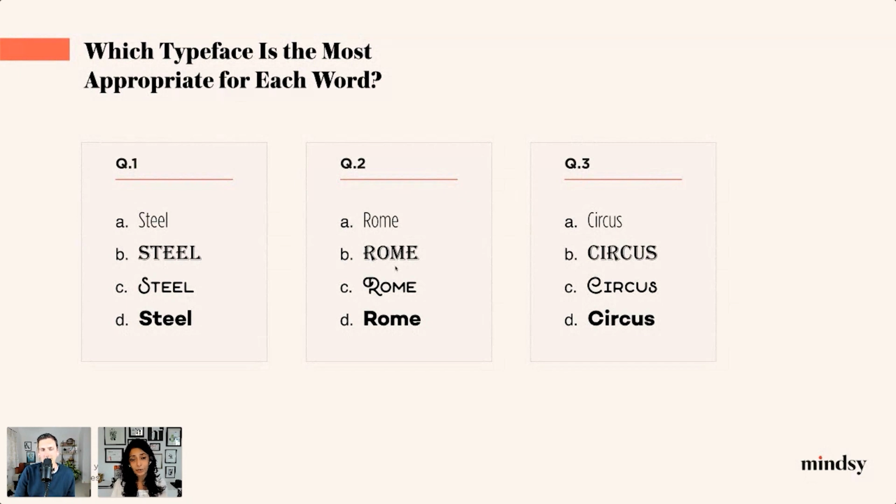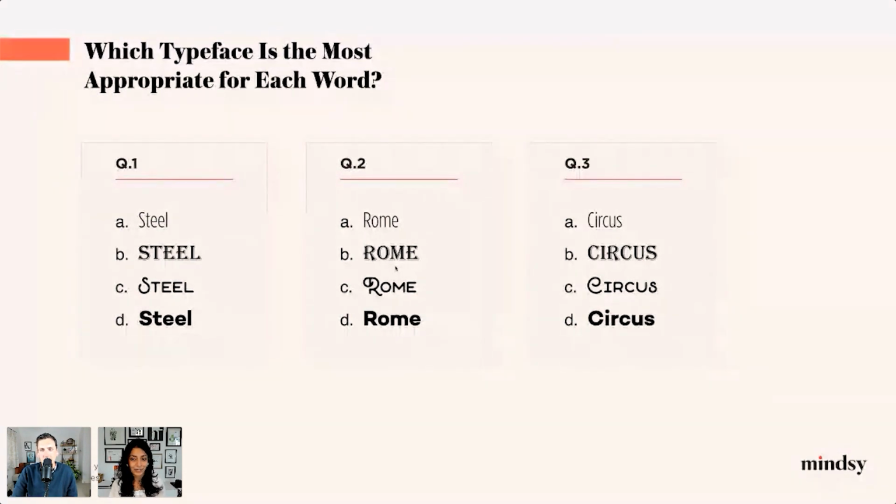And you can do Q2 and Q3 also. For example, Rome: which is the more appropriate typeface for Rome, for the circus? And you can see different answers, trust me. And I want to see if people are typing in the chat.